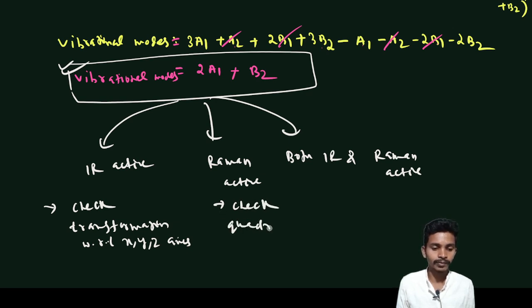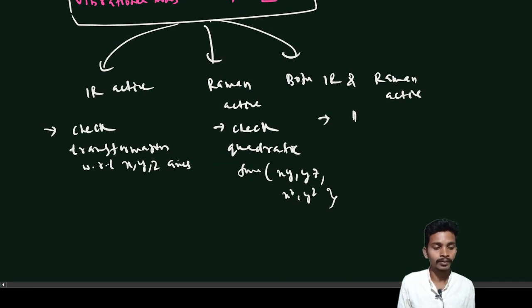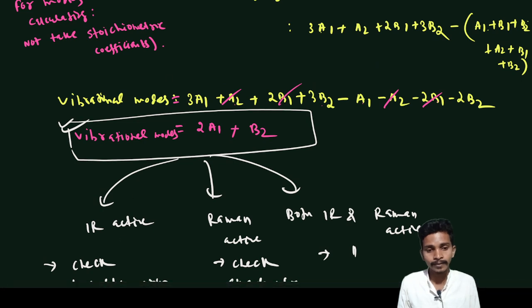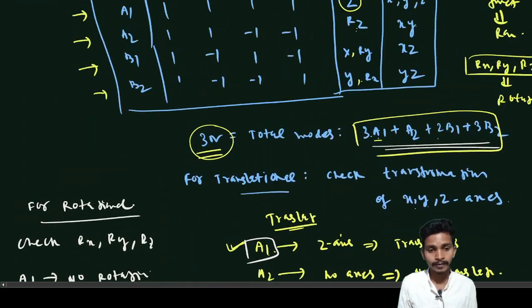Quadratic functions. Quadratic functions means that you say x y, y z, or x square, y square, that type of functions, okay. And if both are active for both Raman and IR, then that will fall in this category, okay. So we have this 2A1 and B2. So from here we will check whether these are IR active, or Raman active, and whether they are both IR and Raman active. Okay, so now again we will use those character tables.